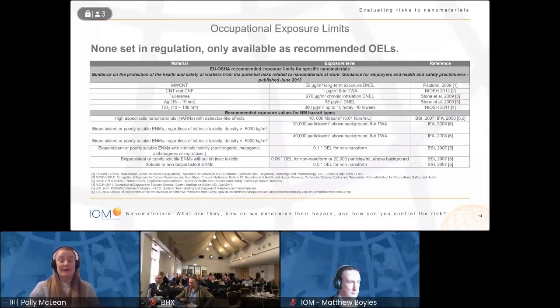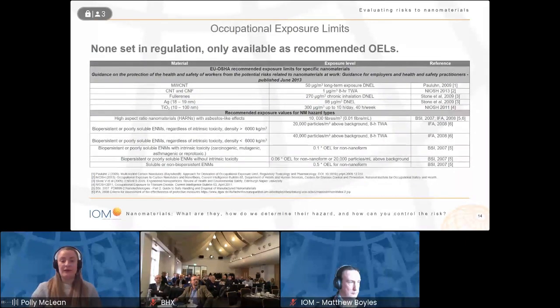One of the main issues really with controlling exposure to nanomaterials is that there's no occupational exposure limits set in regulation. Currently, we've only got recommended OELs, and these are kind of based on the usual mass-based concentration units, really only for nanomaterials that are well studied and that their hazards are well known. So for example, here we've got carbon nanotubes, fullerenes, silver and titanium dioxide.